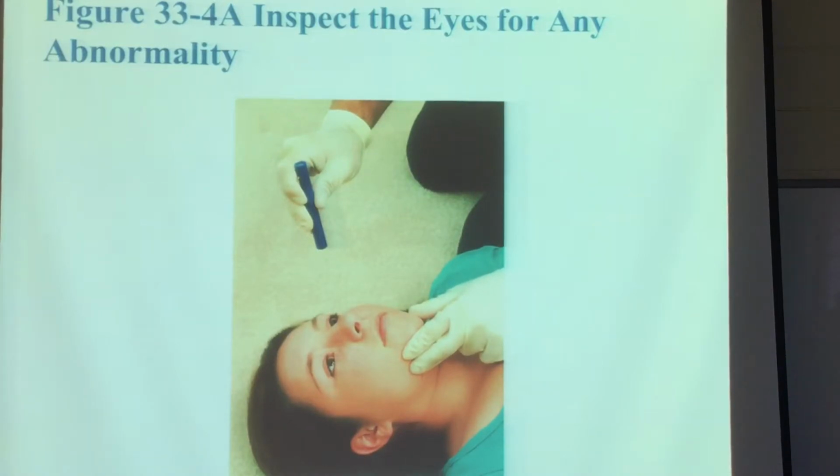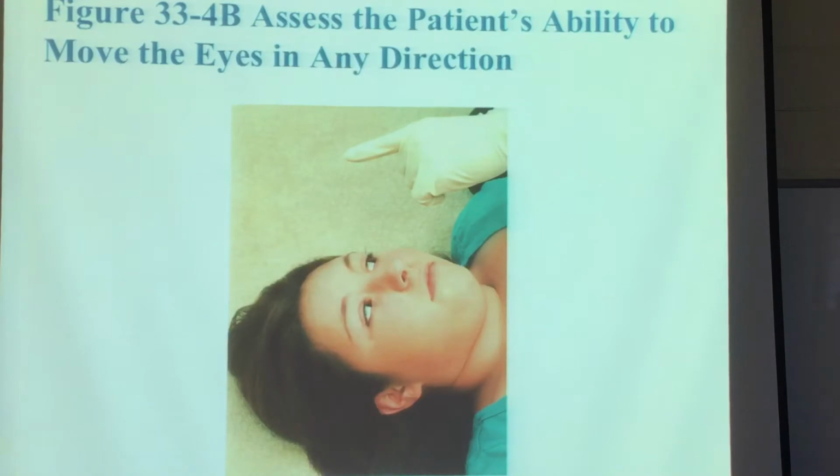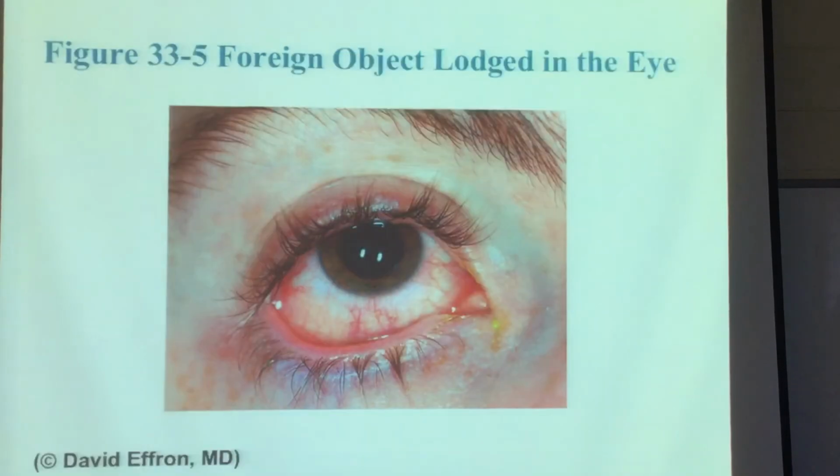You may have to use your own fingers to open up the eyelids so that you can check the pupils and check for any type of obstructions or things in the eye. Here they're showing you the movements of the eye from right to left and up and down to make sure that the eyes have symmetrical movement and that both sides follow each other.